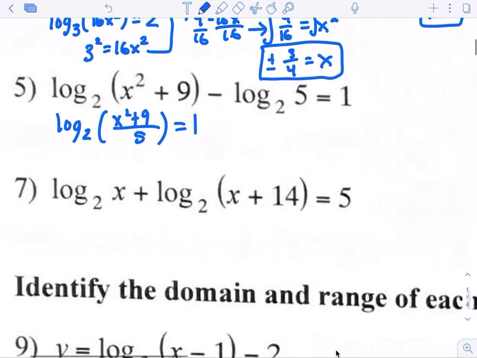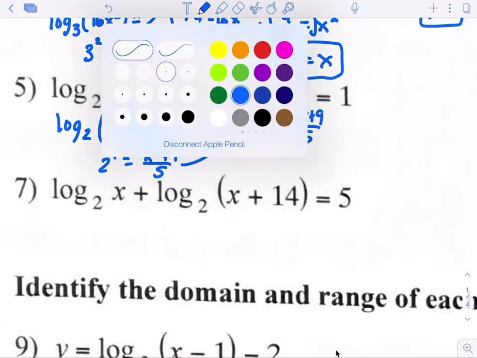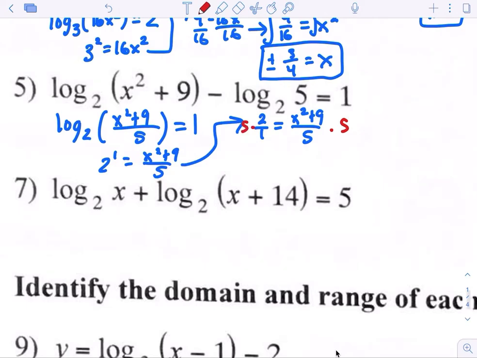Now let's get this from log form to exponential. So we're going to get 2 to the 1 is equal to x squared plus 9 all over 5. So I'm just going to put that 2 over 1, because let's multiply both sides by 5. These cancel. So 2 times 5 is 10.